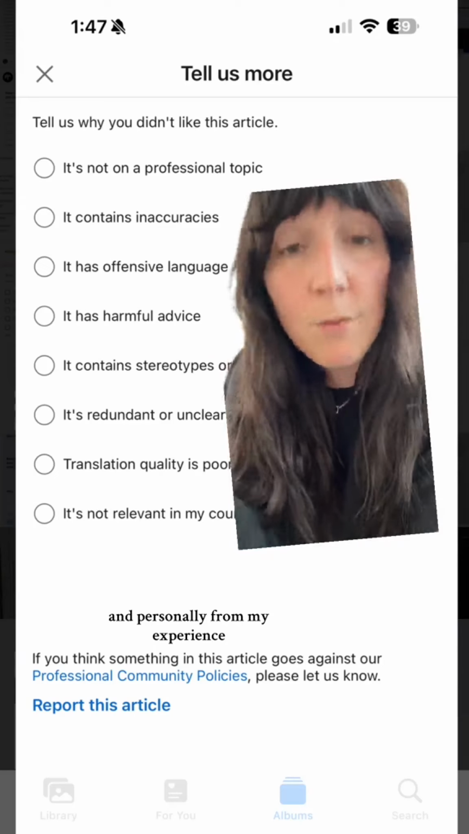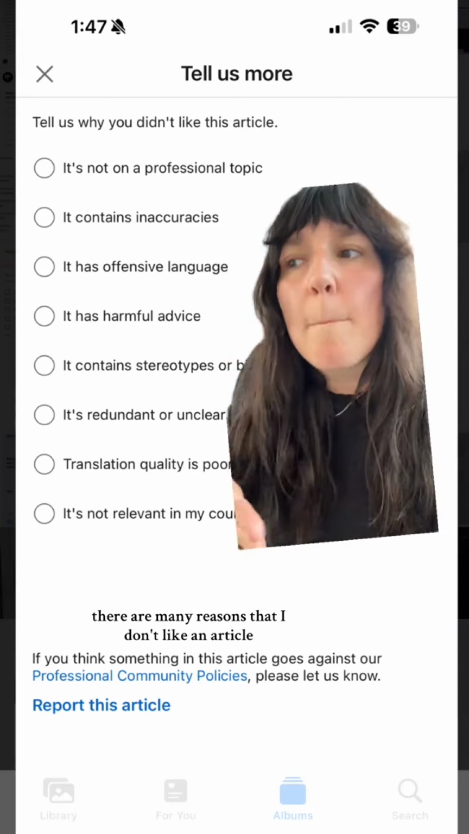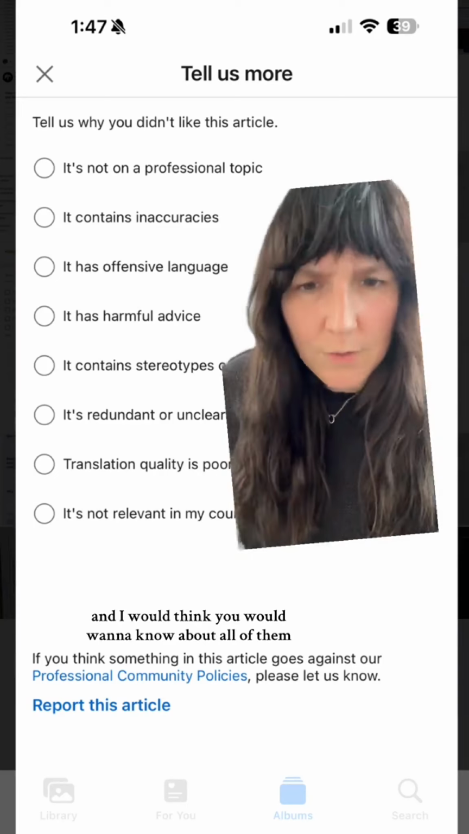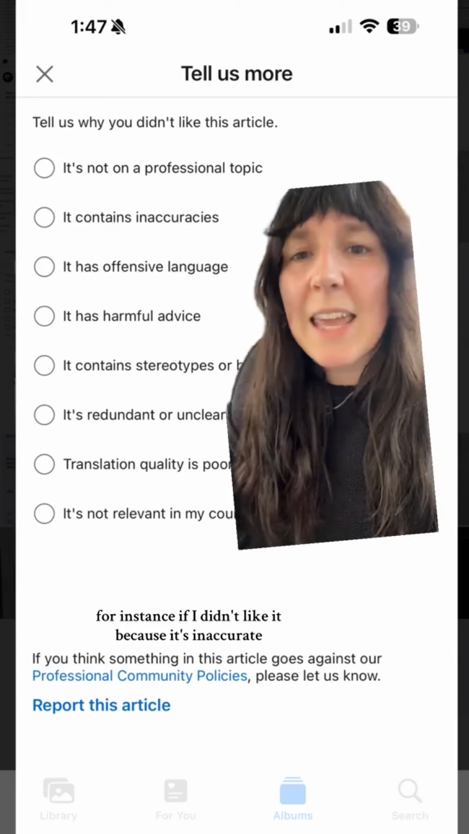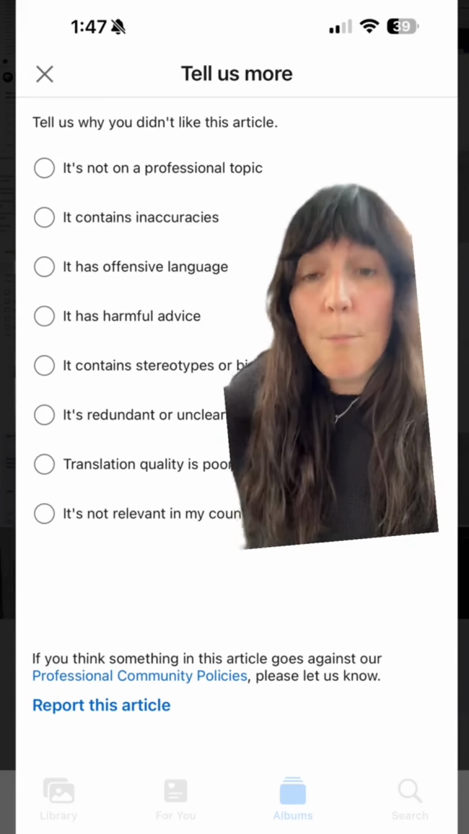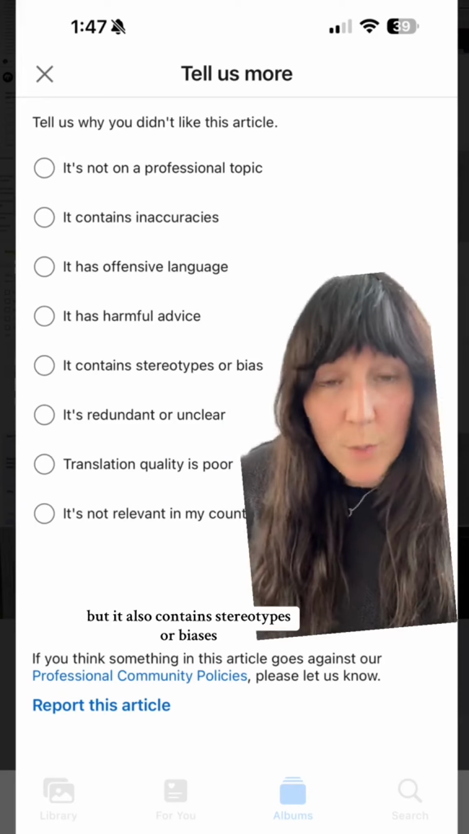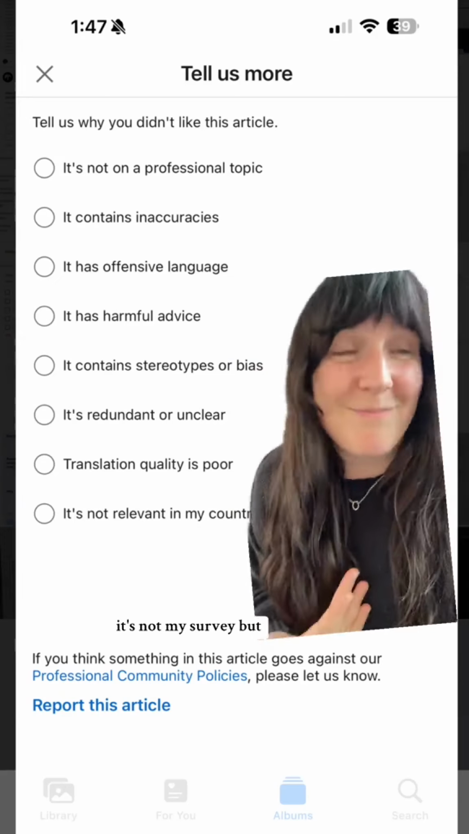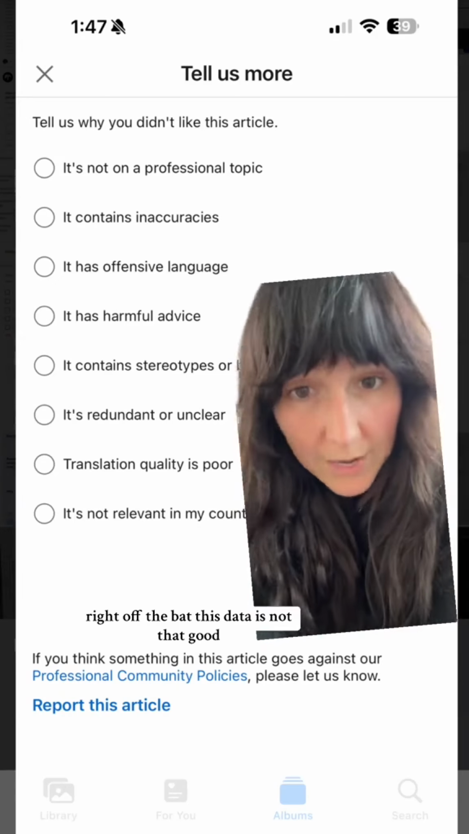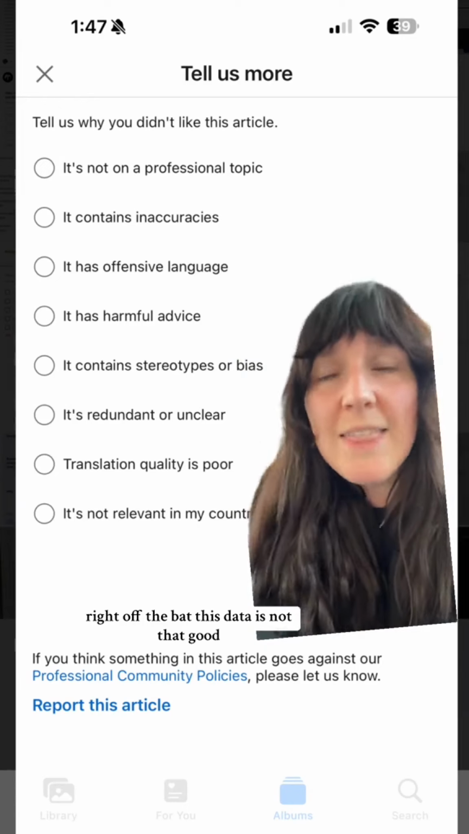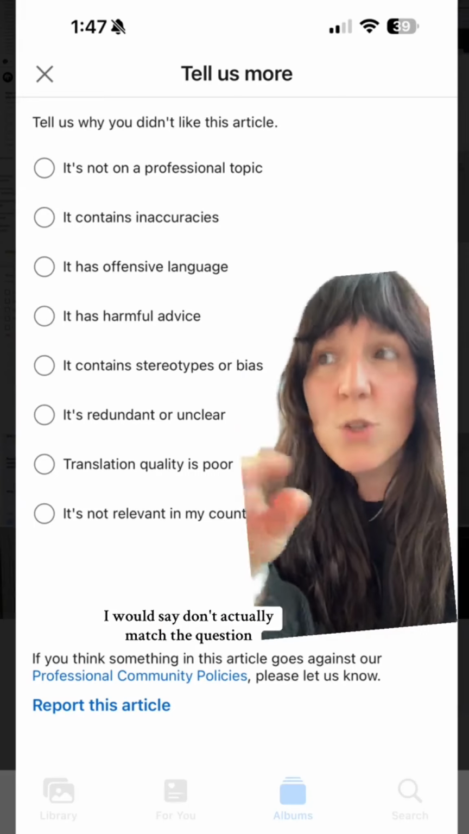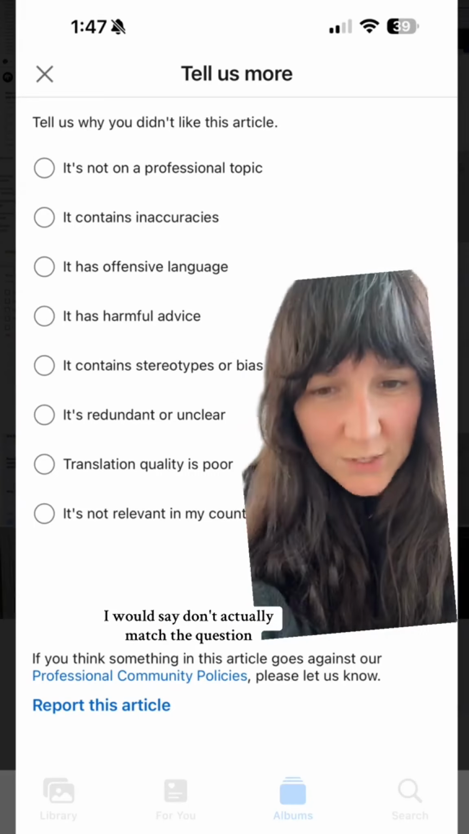And personally, from my experience, there are many reasons that I don't like an article, and I would think you would want to know about all of them. For instance, if I didn't like it because it's inaccurate, but it also contains stereotypes or biases, wouldn't you want to know that? It's not my survey, but I would. So right off the bat, this data is not that good, because the answer choices in this case, I would say, don't actually match the question.